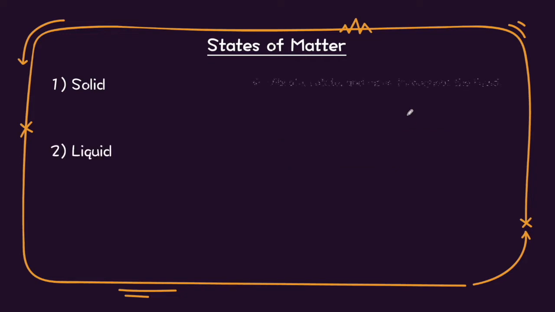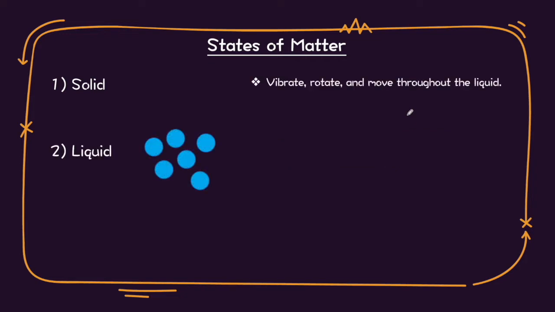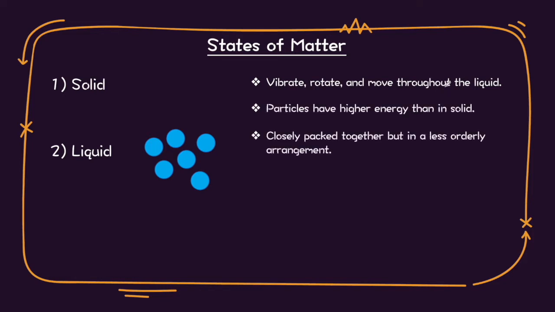As for liquid, the particles vibrate, rotate, and move around, because they have slightly higher energy than solid. In this case, they will be less closely packed together and in a less orderly arrangement. But no matter what, they have strong forces, though weaker than solid.